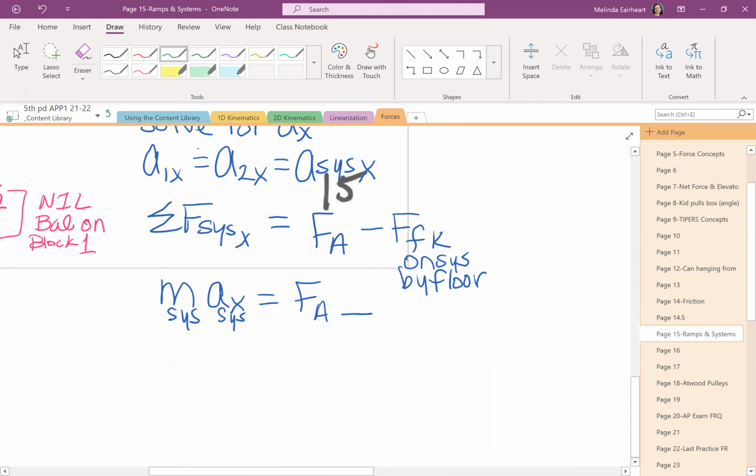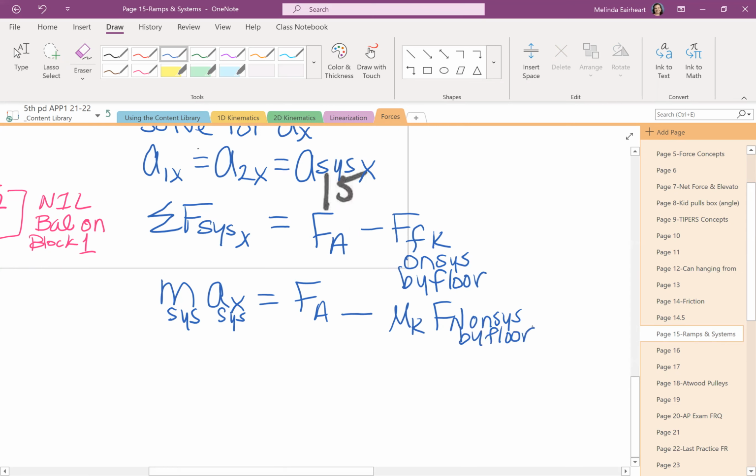Minus, what equation can we plug in for that kinetic frictional force? Our newish equation of coefficient times normal force. Now they gave me the coefficient in the picture. What about the normal force? Which normal force is this? It's the normal force on the system by the floor.